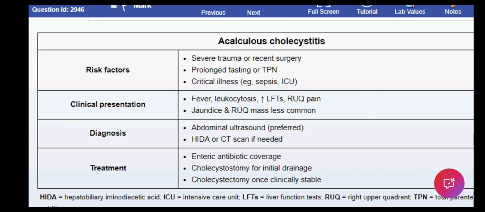How to deal with it? Antibiotics, cholecystostomy for initial draining, or cholecystectomy once clinically stable. Okay, so this is a surgical one. Antibiotics are not enough for the treatment. Okay.